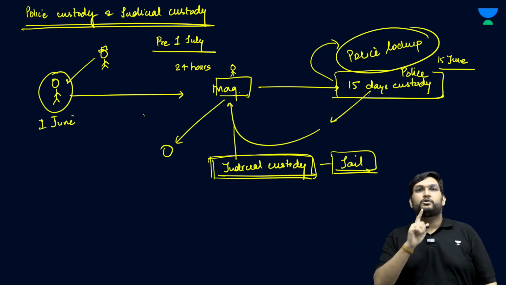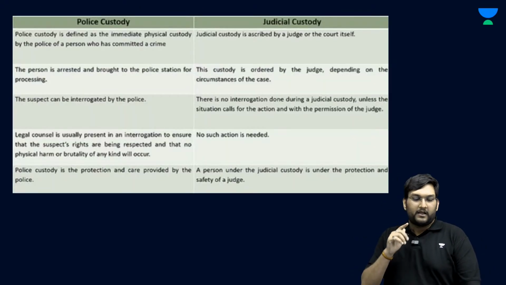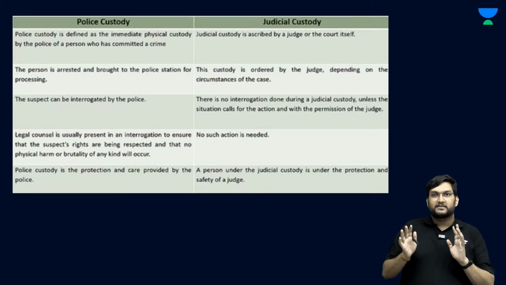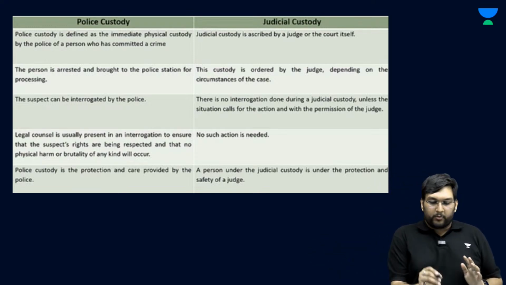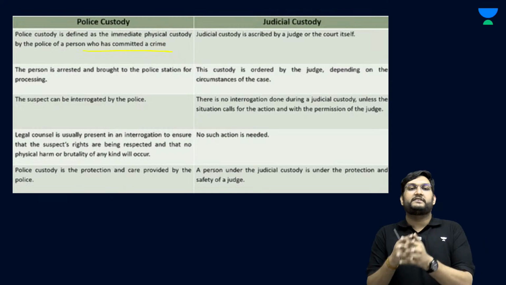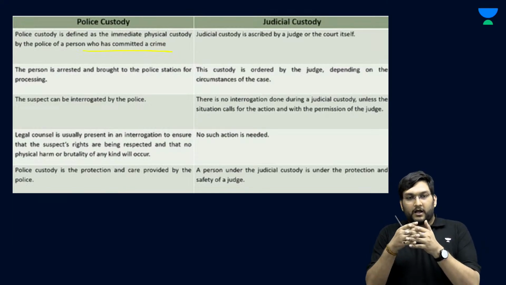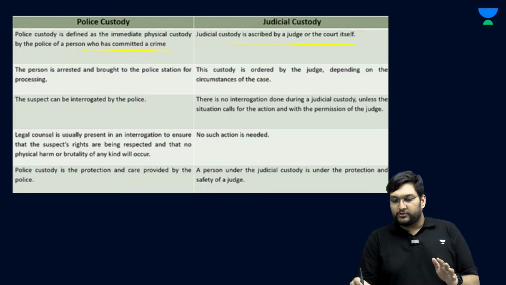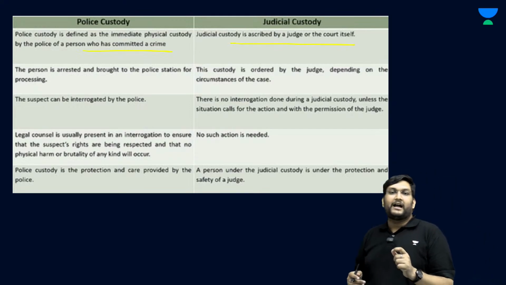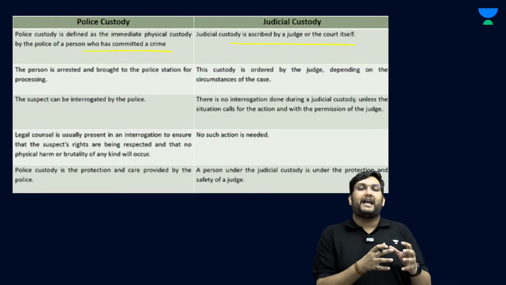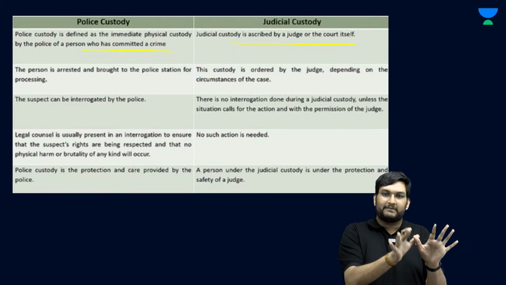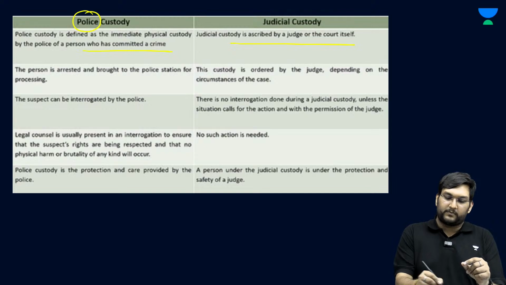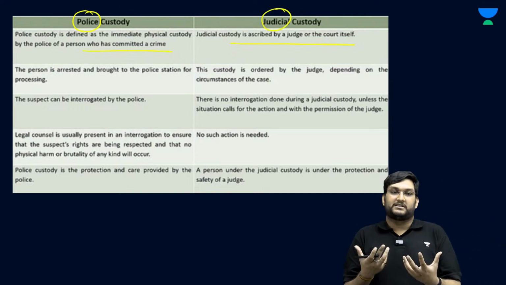Now, when it comes to police and judicial custody, there is a major differentiation. This is something which the UPSC also asked. Police custody is the immediate physical custody of the police, of a person who has committed a crime, and judicial custody is ascribed to the idea that the judge actually says that now he is under my custody. Here the custody is of the police, here the custody is of the judge.